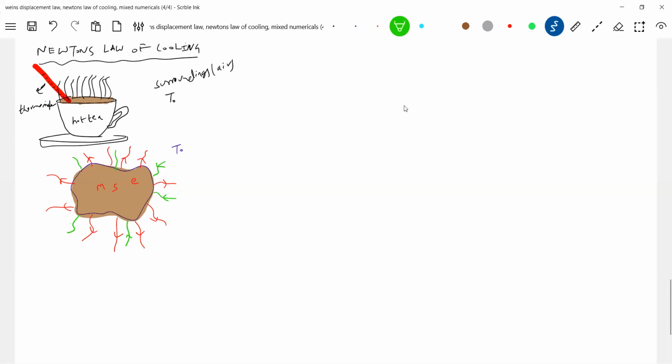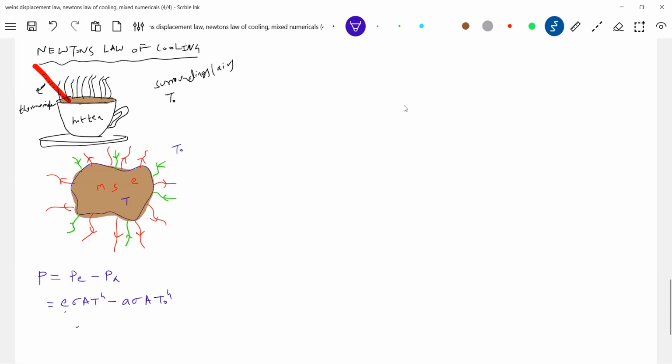Now, as the body is cooling down, what do you expect? The rate of emission will be greater than the rate of absorption. So how do we write Stefan's law? The net power radiated by a body is power emitted minus power absorbed. What is the power emitted? E sigma A T to the power 4, where T is the temperature of the body. The power absorbed: absorptivity times sigma, surface area of the body A, temperature of surroundings T naught to the power 4.